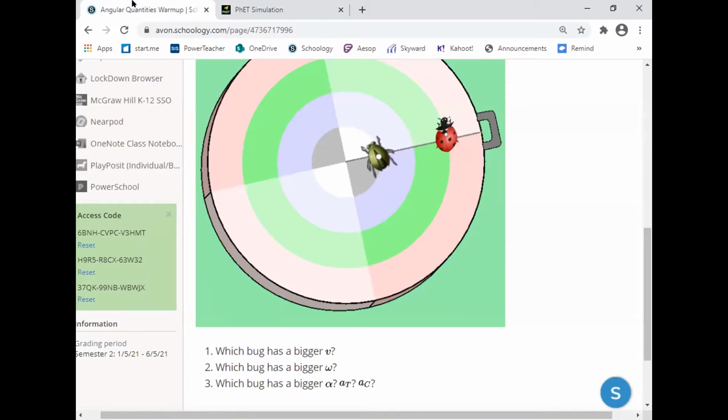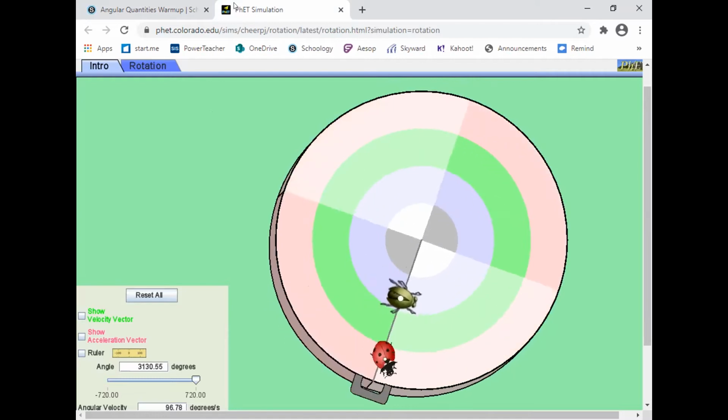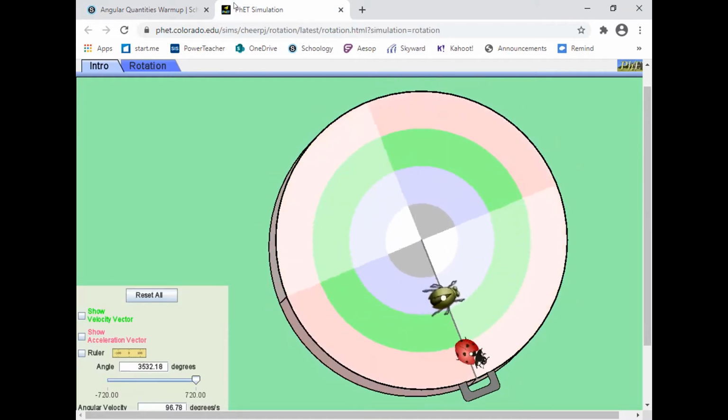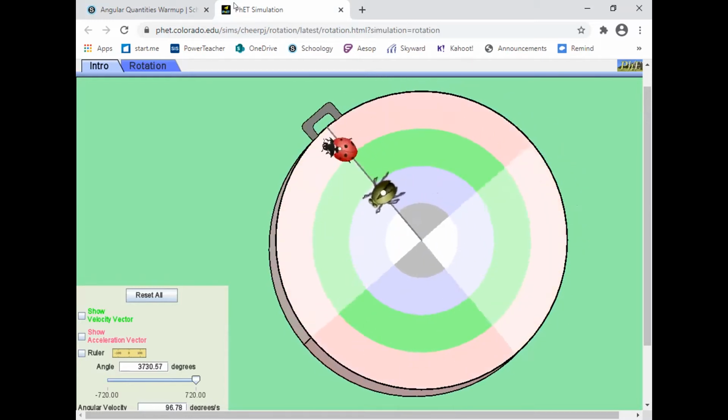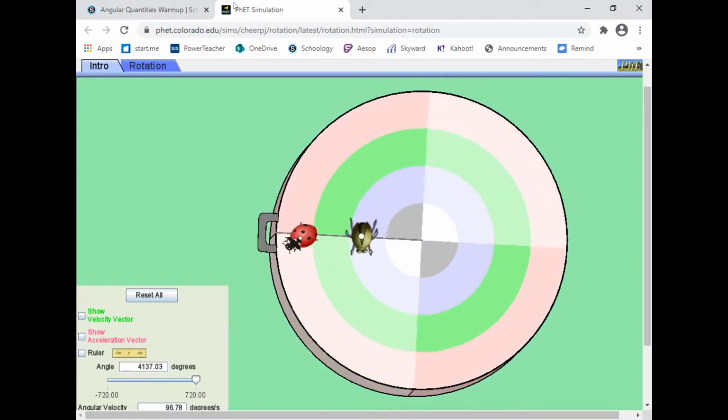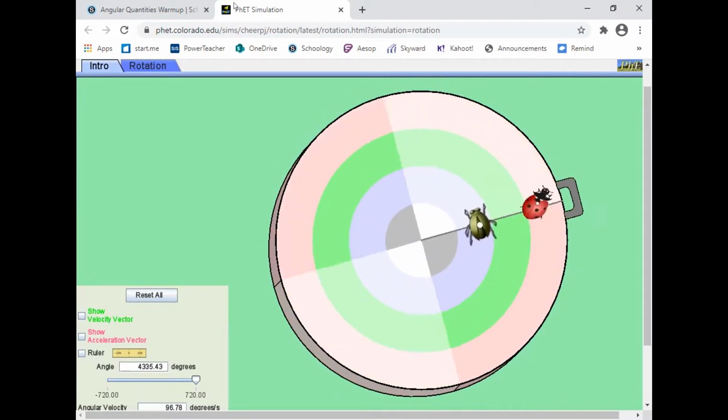Malachi, who has a bigger omega? Yes, why? Yeah, so if you watch these two, they're both going to go through 2 pi radians in the same amount of time. They're both going to go through one revolution in the same amount of time. So they have the same omega, but the ladybug has a bigger V, okay?